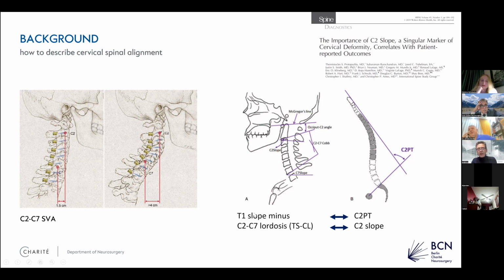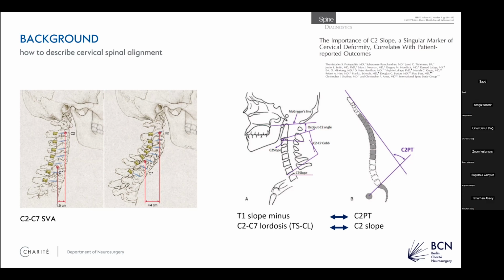I mentioned T1 slope minus the lordosis. And then you might find in the literature other parameters. I like the C2 slope. The C2 slope, similar to the T1 slope, is increasing when the patient is going into kyphosis. And these are the main parameters that help you to describe and to understand and to measure the extent of the cervical deformity.